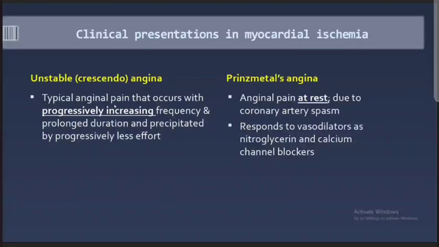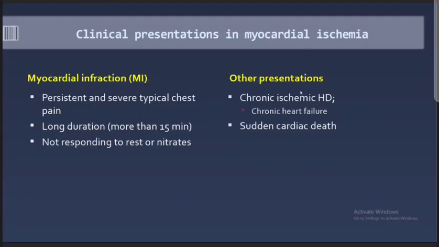Unstable angina, typical anginal pain that occurs with progressively increasing frequency and prolonged duration, with precipitation by progressively less effort. Transmittal angina is anginal pain at rest due to coronary artery spasm, responding to vasodilators such as nitroglycerin and calcium channel blockers.